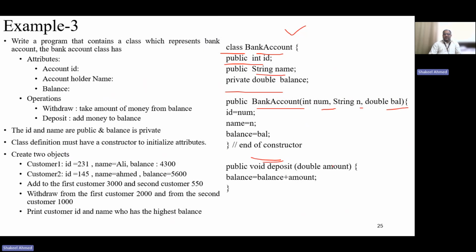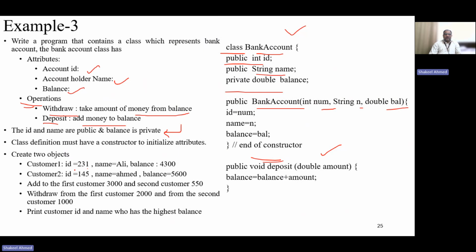You also have a method called deposit, so you will be using the deposit method. Now here you can see the program attributes, name and balance, and you also have operations, withdraw and deposit. When you withdraw, the money has to be taken away from the balance, and deposit means you can add money to the balance. So we will write those methods. The ID and name are public, and balance is private because it is to be accessed only locally by the class.